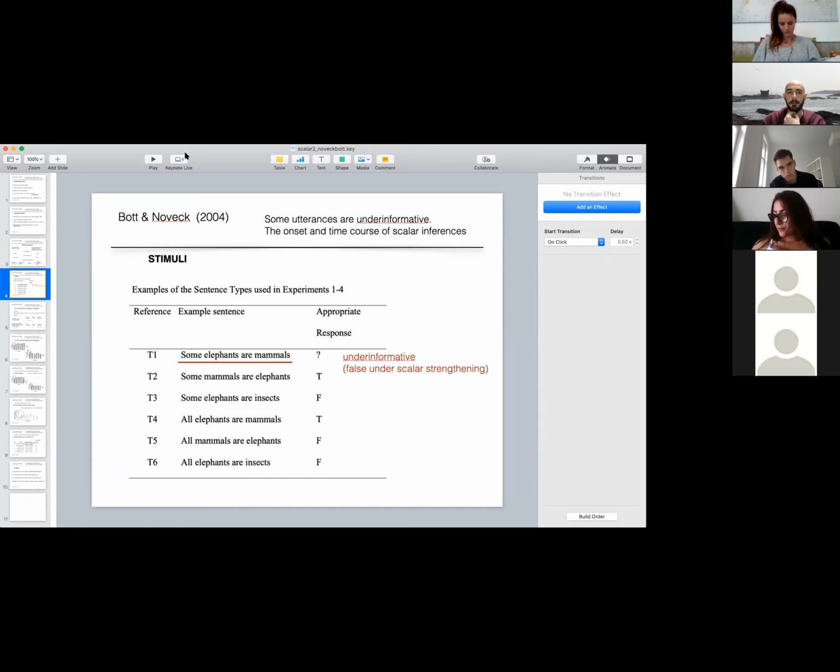So, here's the experiment. Probably the most famous experiment on implicatures. Bott and Noveck invented this terminology for sentences called underinformative, meaning that they sort of provide a fragment, a portion of the amount of information that would have been required by this kind of sentence. Like for instance, some elephants are mammals, okay? If I tell you that some elephants are mammals, would you think that I'm saying something reasonable? Or you would think that I'm saying something strange?